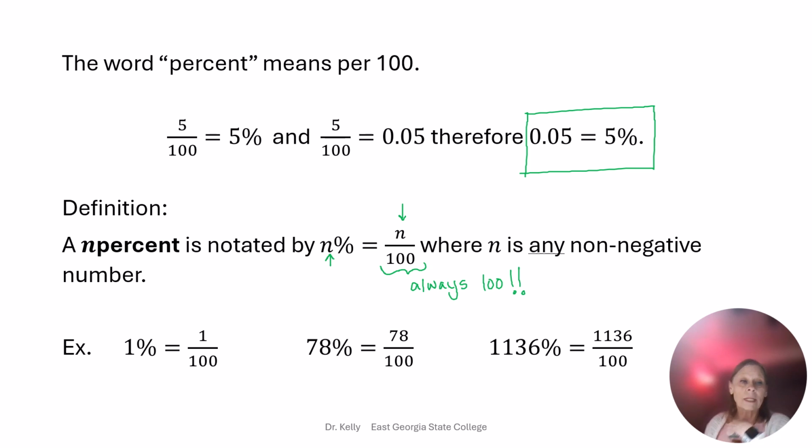Okay, so let's take a look at 1%. That's 1 over 100, and 78% is 78 over 100. But I want to point out that students often have trouble when the percentage is greater than 100. So be sure that you spend ample time and you test them over the fact that there are percentages that are greater than 100.